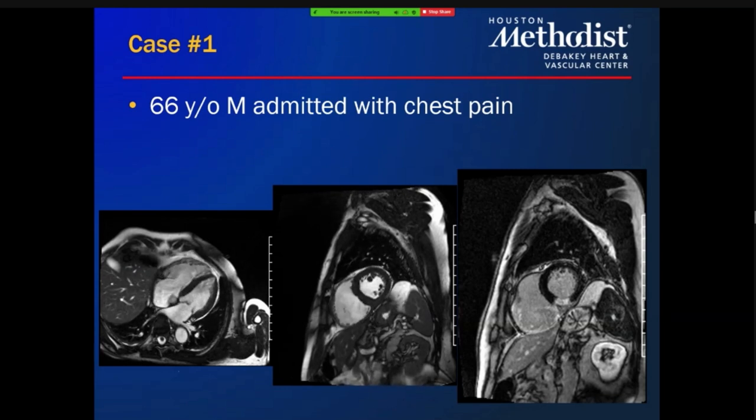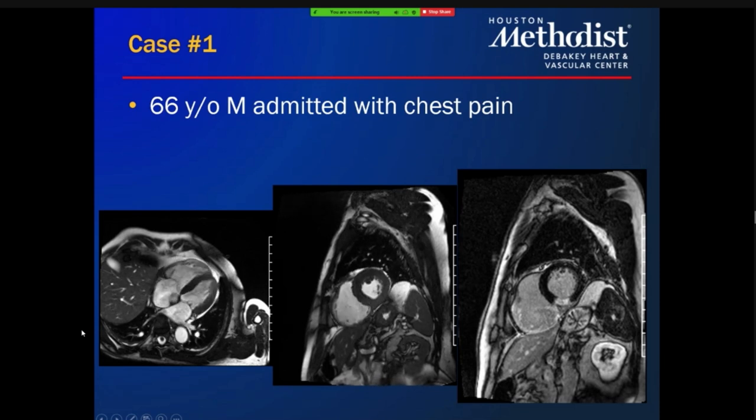Since I'm on Zoom, I hope I have some fellows around because I'm going to be picking on you guys. But for the fellows, we have a patient here admitted for chest pain, and shown here is a four-chamber view, as well as a short axis view, and an LGE image. Can anyone unmute and comment on what they see?